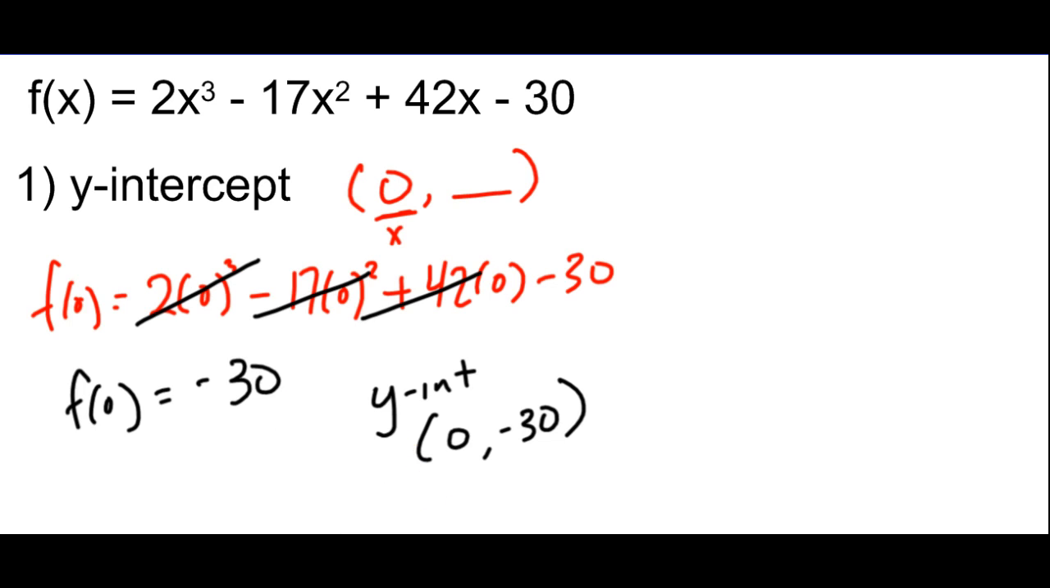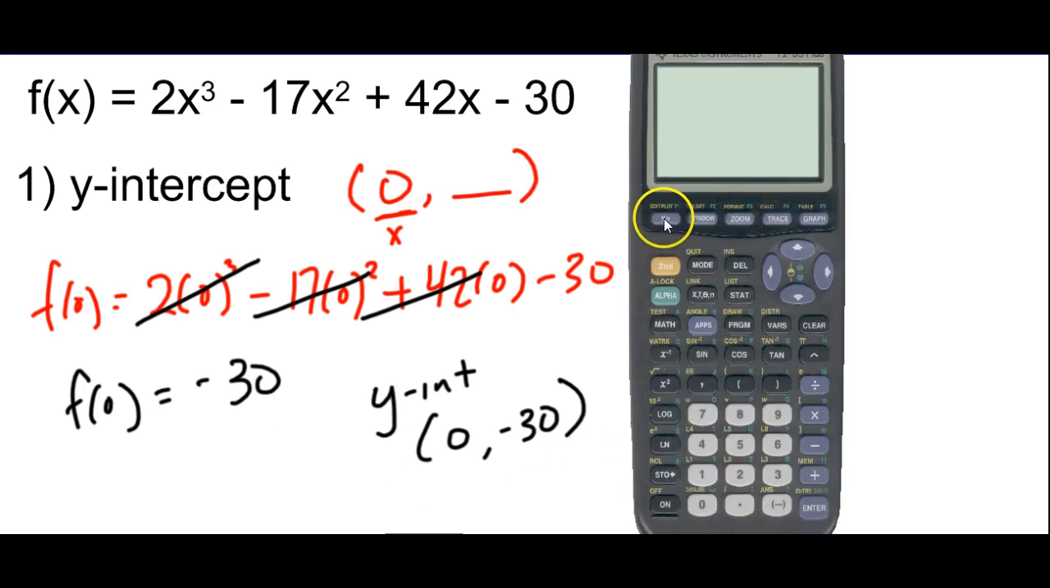You can also find that on the calculator. Once you plug this in, you have it in your graph. If you graph it, don't go to second trace 0, because that's going to give you the x-intercept, which is next. Go to trace and type in 0, and then you'll get our y-intercept, negative 30. So keep that in mind. It's not second trace 0, it's just trace and then type in 0.